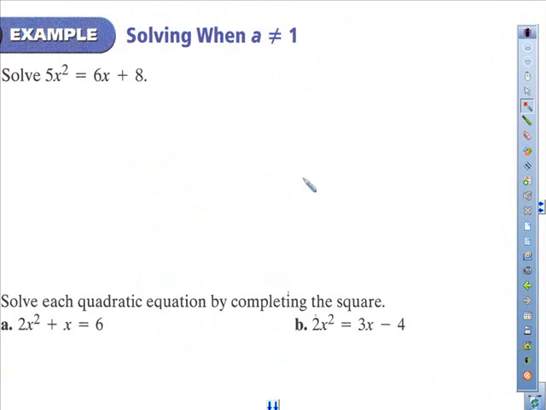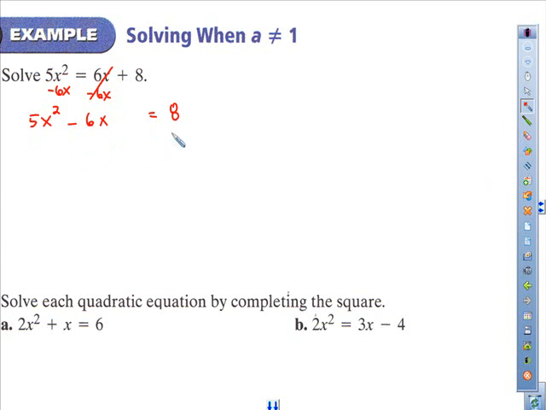Alright, so let's do a problem where a is not positive 1. Alright, so right here, remember we want a and b together on one side. So what I would do first here is I would minus 6x. Alright, so we're going to end up with 5x squared minus 6x is equal to 8.